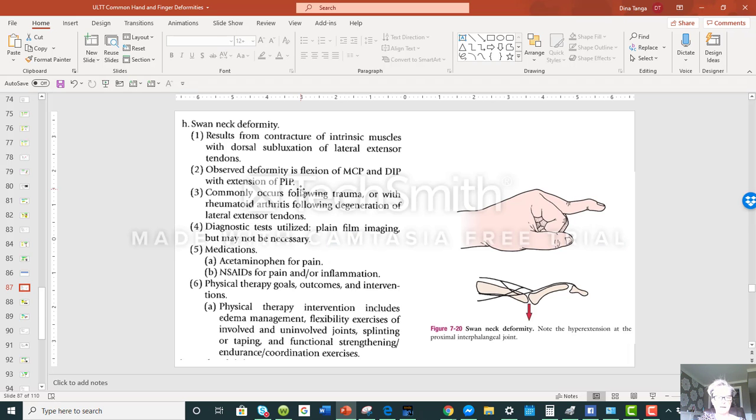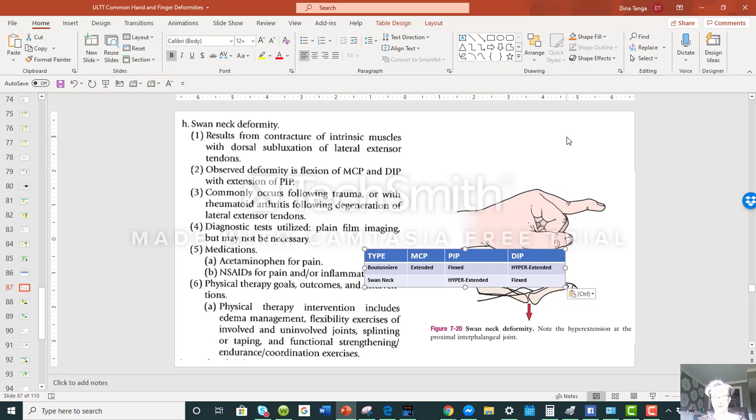Swan neck deformity results from contracture of intrinsic muscles with dorsal subluxation of lateral extensor tendon. Observed deformity is flexion of the MCP and DIP and extension of the PIP. So we can put that up here too. My little chart.